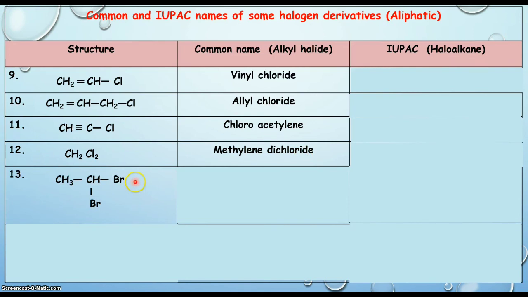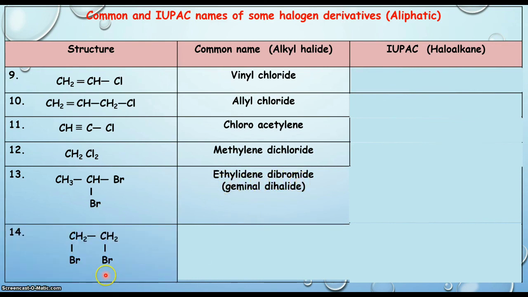Students, you can observe here 2 bromine atoms are bonded to the same carbon atom. So it is an example of geminal dihalide. The geminal dihalide naming pattern is alkylidene dihalide, as 2 carbon atoms and 2 bromine atoms are there in this structure. Therefore, the common name of this structure is ethylidene dibromide.